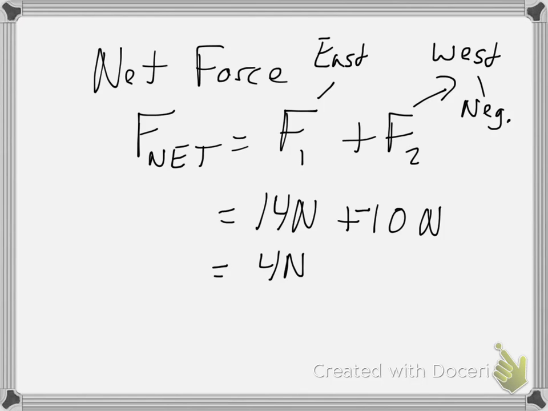Before we move on, let's make sure we understand what this is saying. If I pull something with 14 newtons to the east and 10 newtons to the west, then this is no different than pulling it with one force of 4 newtons to the east. It is no different. So now we have our net force, and now we can plug it into our formula.